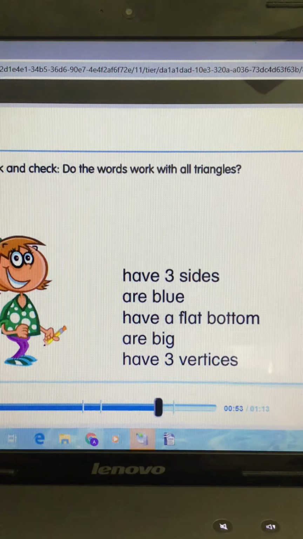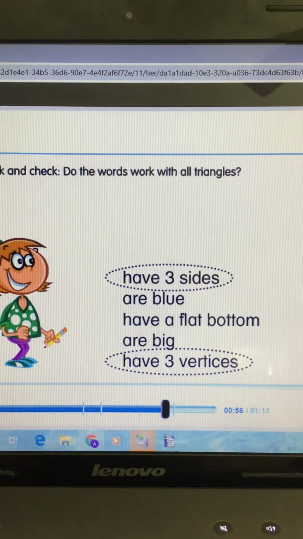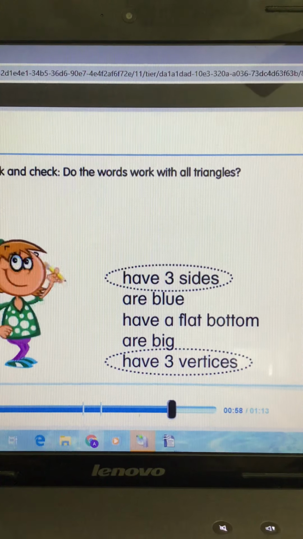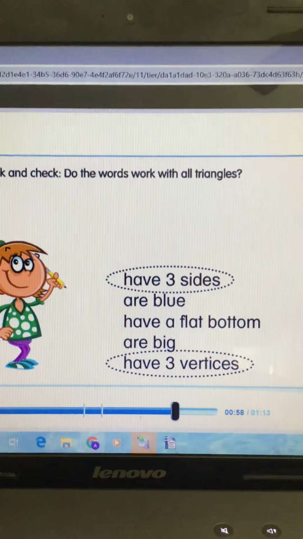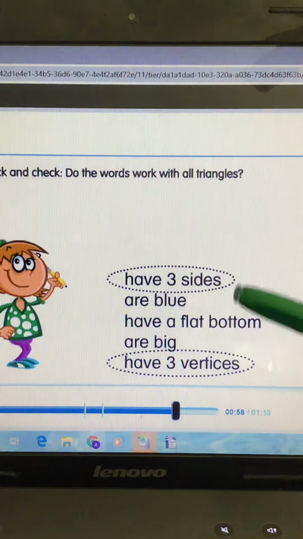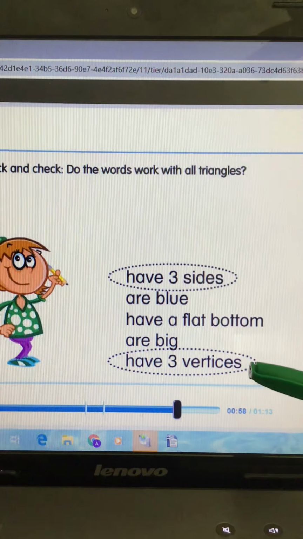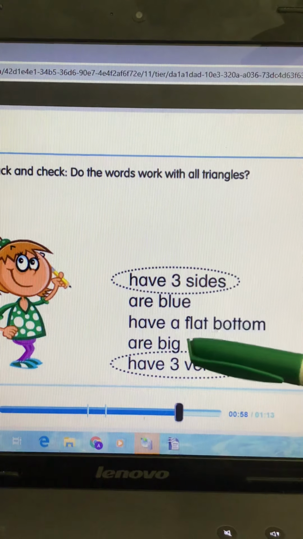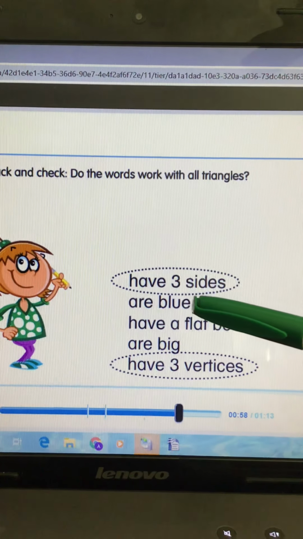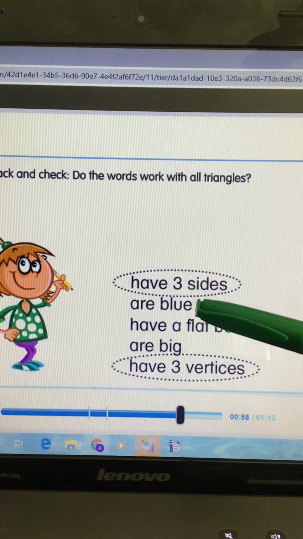Look back and check. Do the words work with all triangles? So they circled have three sides. All triangles do have three sides. And circled have three vertices. All triangles do have three vertices. These were not circled. All triangles are not blue. Triangles can be all different colors.